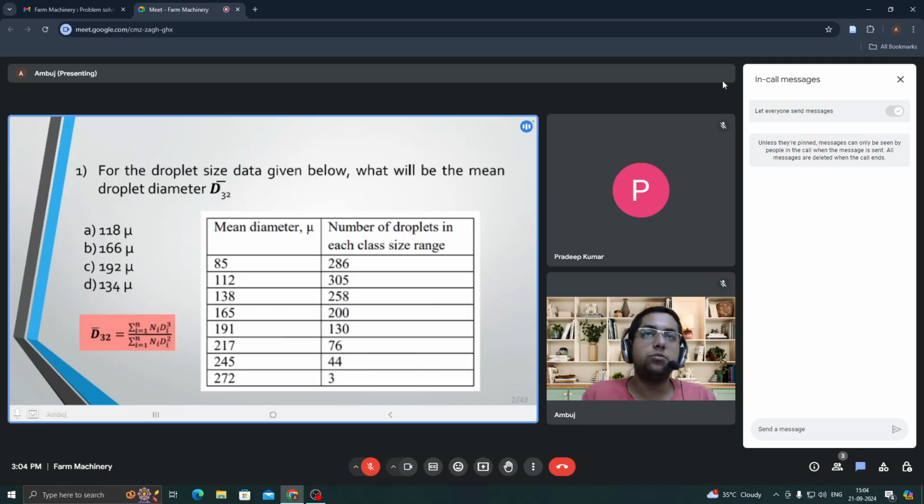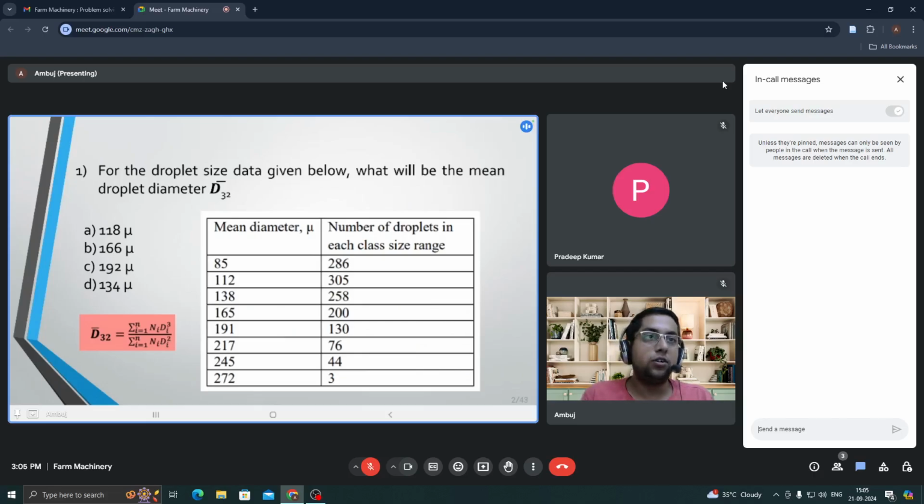Here you have been given two columns. First one is mean diameter, and the diameter is in micrometers. Another thing is the number of droplets in each class size range. So you have to just use the formula D32 equal to sigma ni di cube over sigma ni di square. Di would be the diameter, which has been given in the first column. Ni would be your number of droplets, which has been given in the second column.